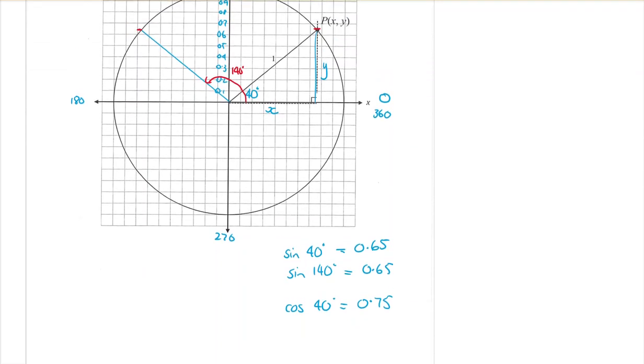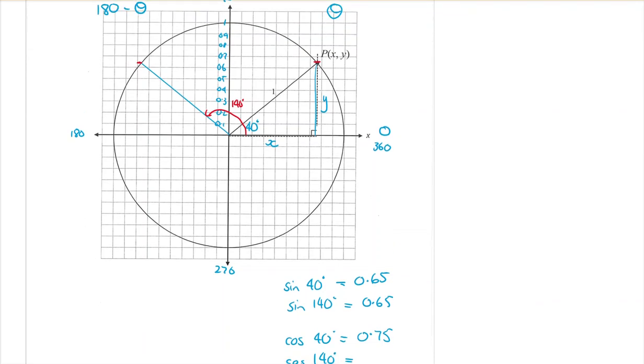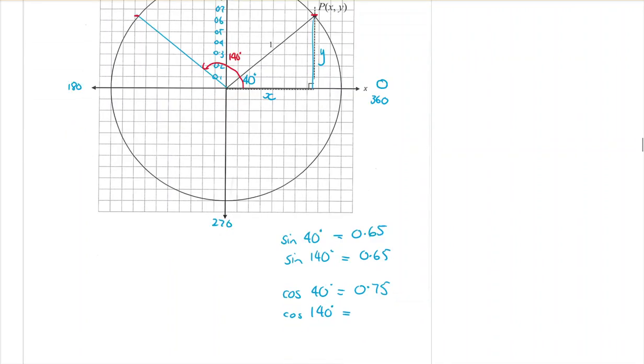If I was to go to the obtuse angle for that one, so cos of the 140 degrees, if I draw the line down here, it's going to have the same length, but what's the difference? It's still the 0.75, but that's a positive 0.75. If I'm going this way, it's going to be negative 0.75.